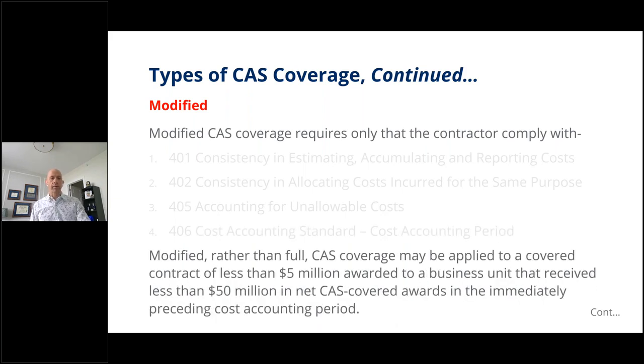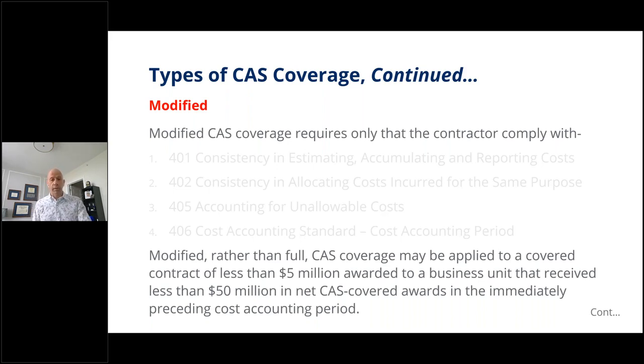When we talk about modified rather than full CAS, it may be applied to a covered contract of less than $5 million awarded to a business unit that received less than $50 million in net CAS-covered awards in the immediately preceding cost accounting period. Don't get confused by this at the moment. I've got a little chart to show you. I can't even take credit for it. It's from DCAA.